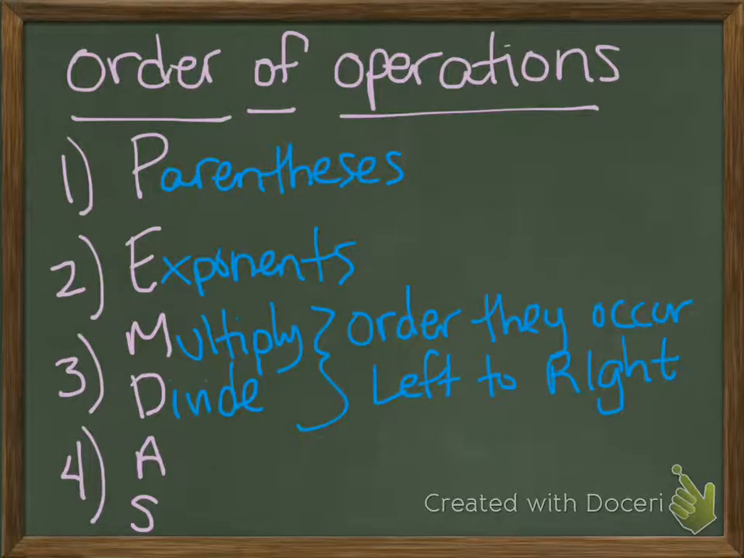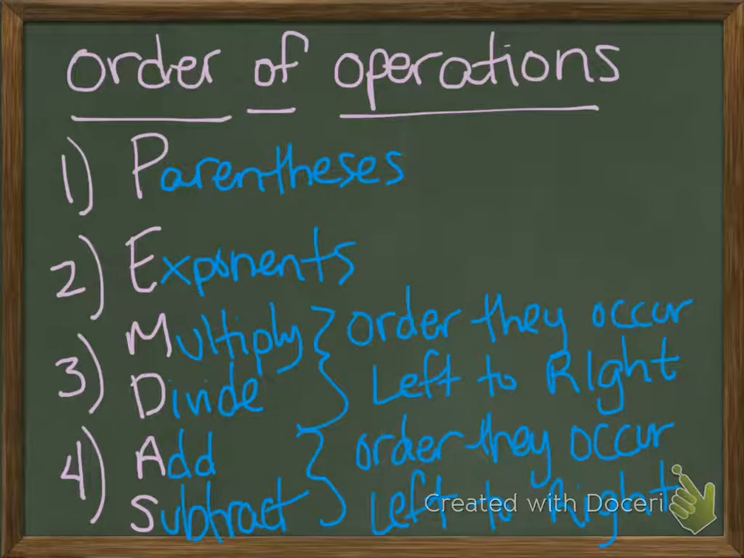Next comes multiplying and dividing. And multiplying or dividing are equal, so you must do them in the order that they occur from left to right. So if division occurs first, you must do that first. And finally, we have to do our adding and subtracting. And again, it's important that you do these in the order that they occur. So again, if subtraction comes first, then you must do the subtraction before the addition.